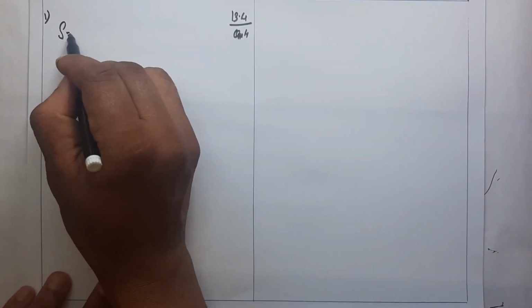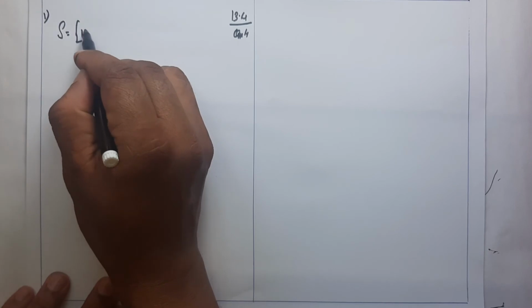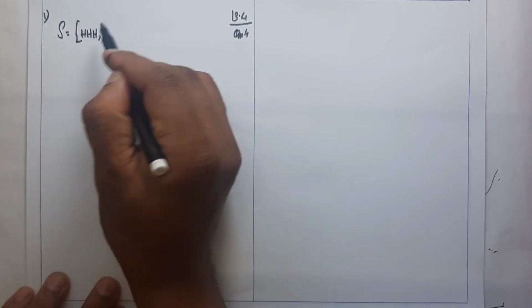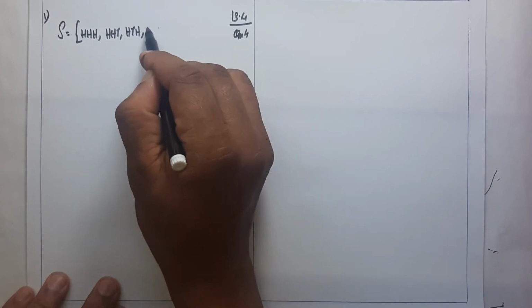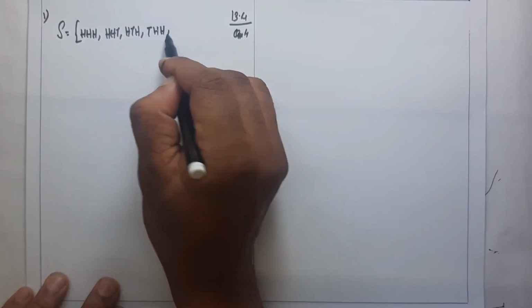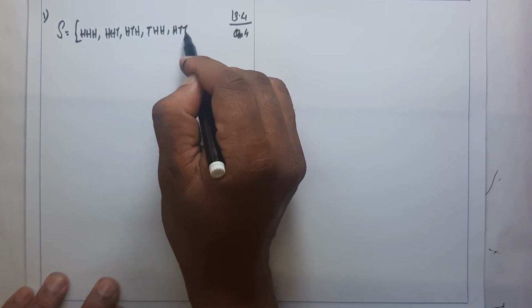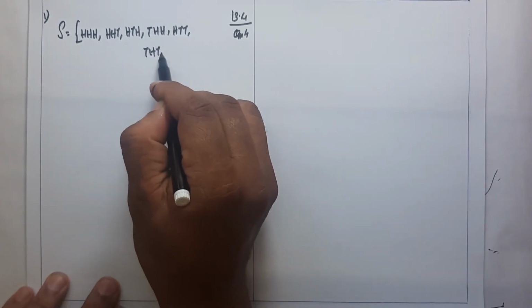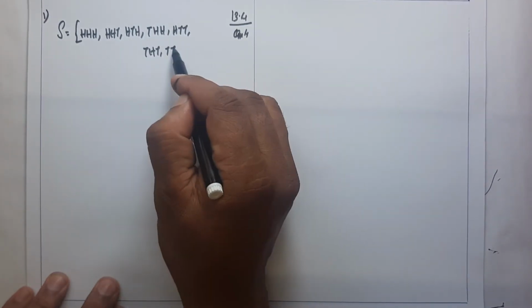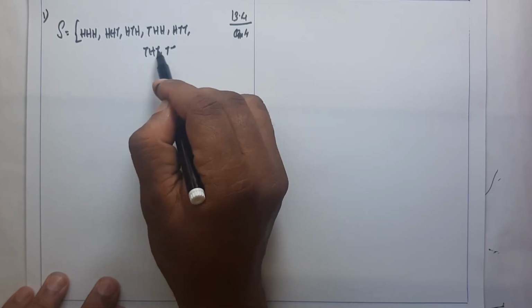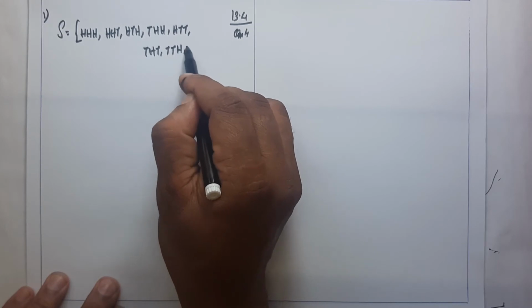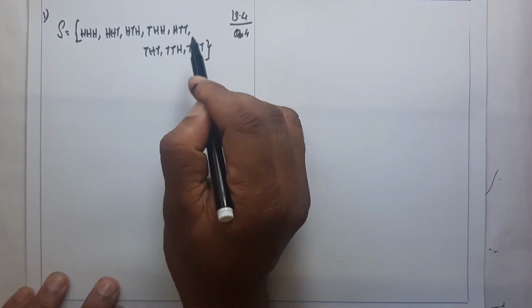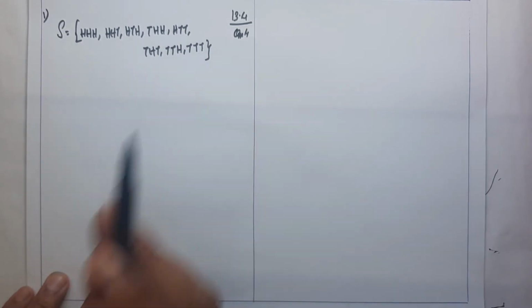When a coin is tossed 3 times, the possible outcomes are HHH, HHT, HTH, THH, HTT, THT, TTH, and last TTT. Total outcomes: 8 elements.